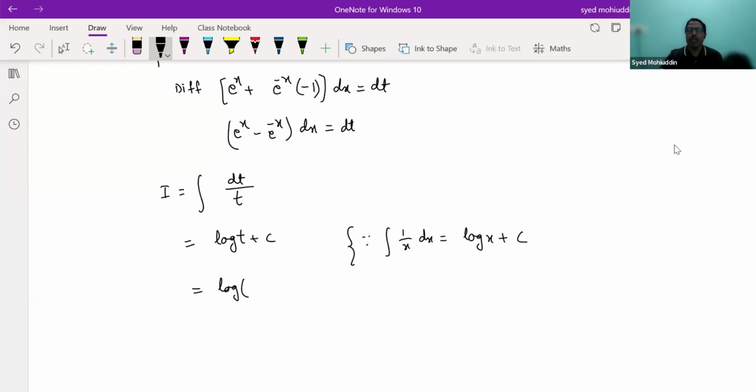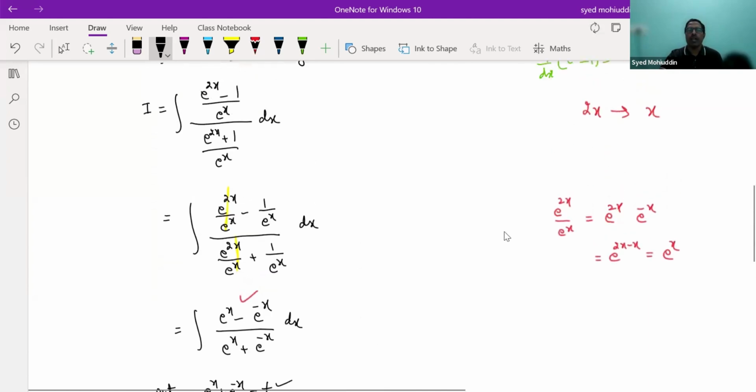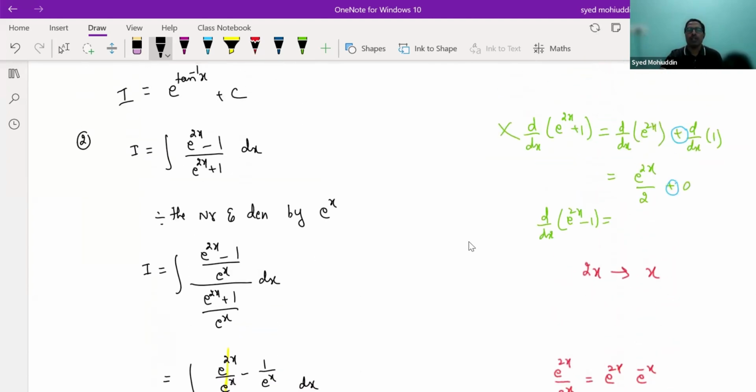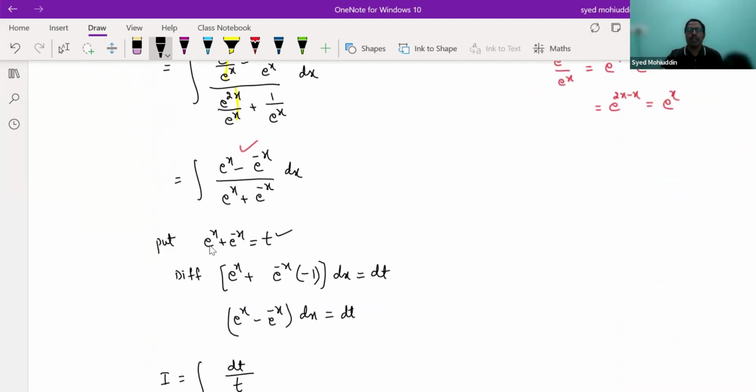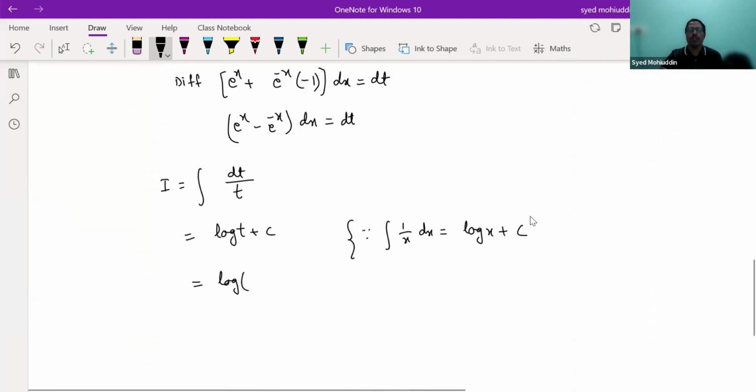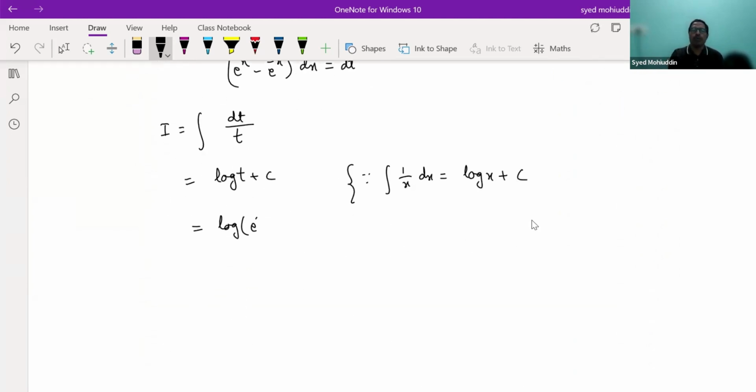But what is the t value there? The t value we have taken, you can observe here, is e power of x plus e power of minus x. So the answer is log of (e power of x plus e power of minus x) plus the constant of integration c. So that will be the required solution.